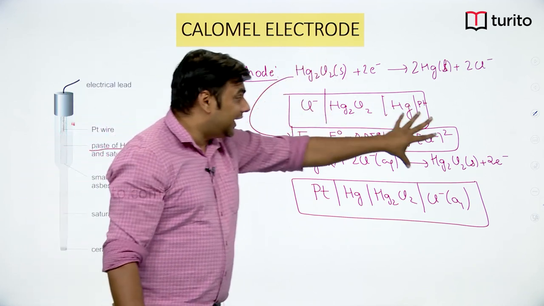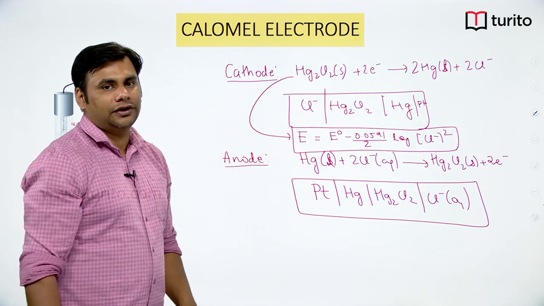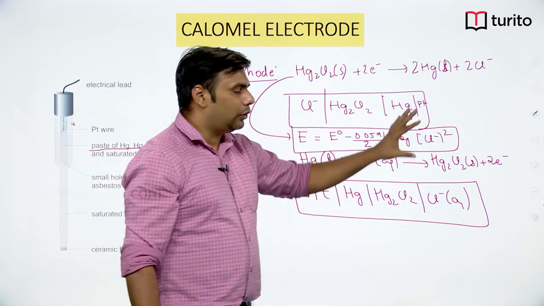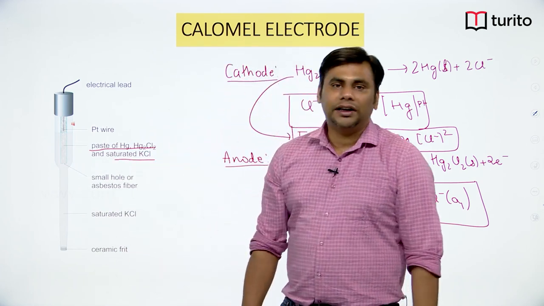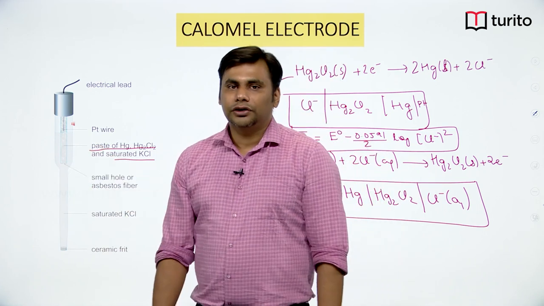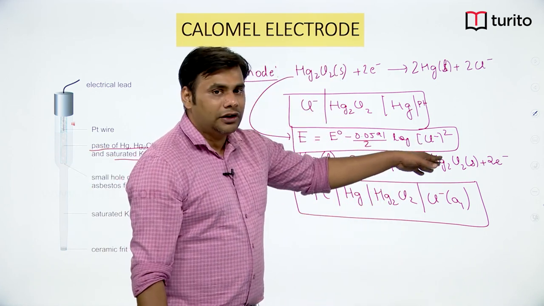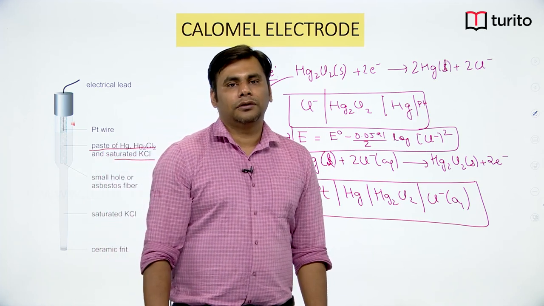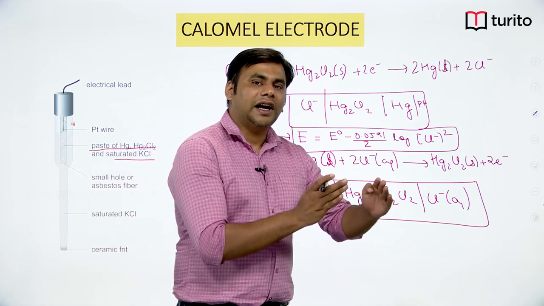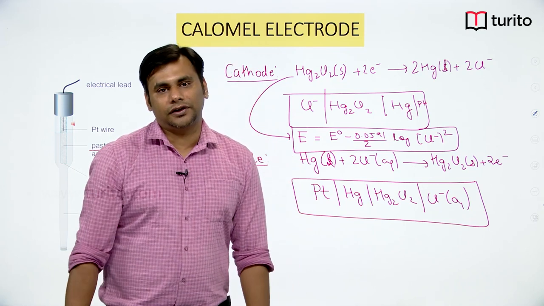If the concentration of chloride ion in the solution is fixed, that is, we are taking a saturated KCl solution, so the concentration of chloride ion in the solution is fixed. So if this value is fixed, E cell will always be a fixed value. So the EMF of this half electrode is always fixed.